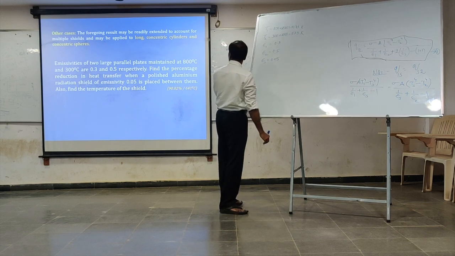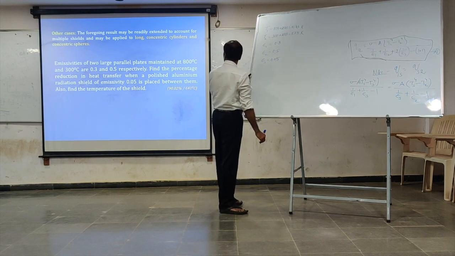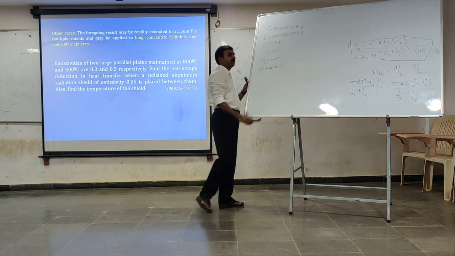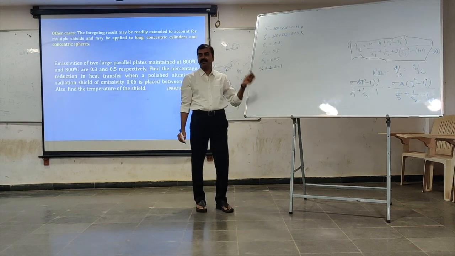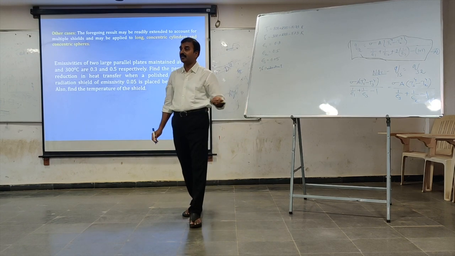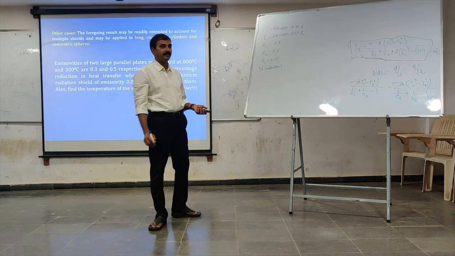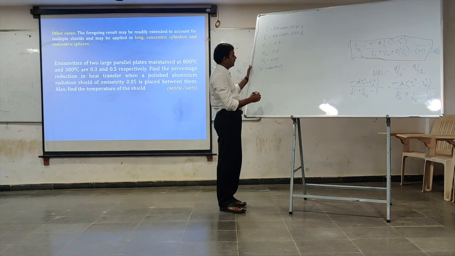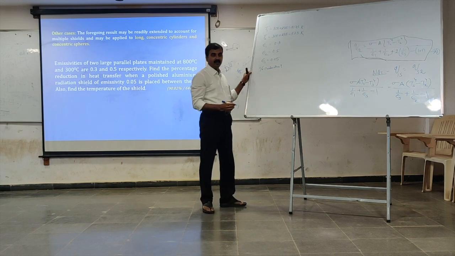Right. So then you need to find the percentage reduction in heat transfer. Percentage reduction. See, the purpose of adding the shield is to reduce the heat transfer. Here it is asked how much percentage is reduced. What is the benefit that you get? That's the question. Now the formula for this is, see, write down.